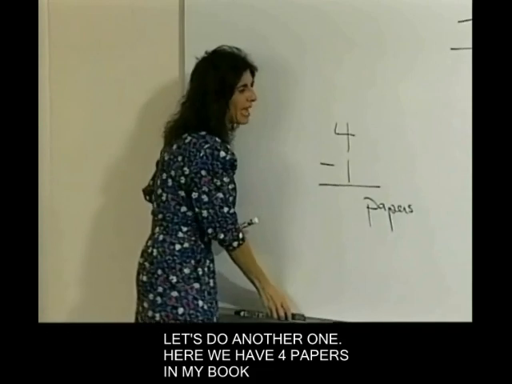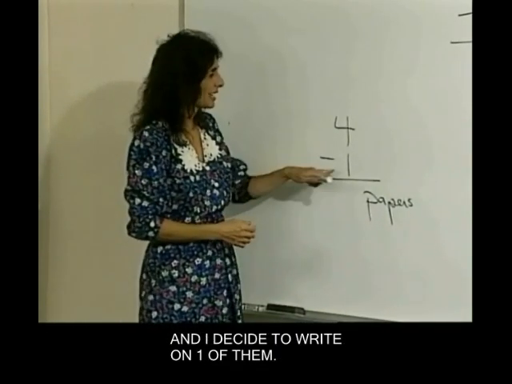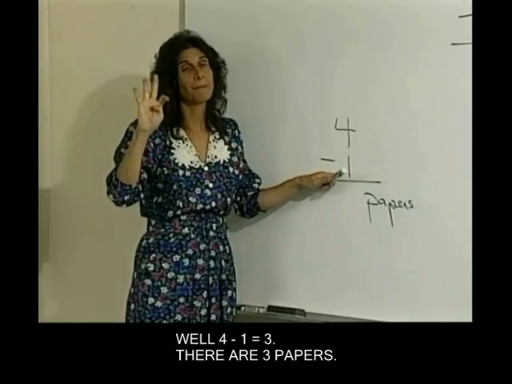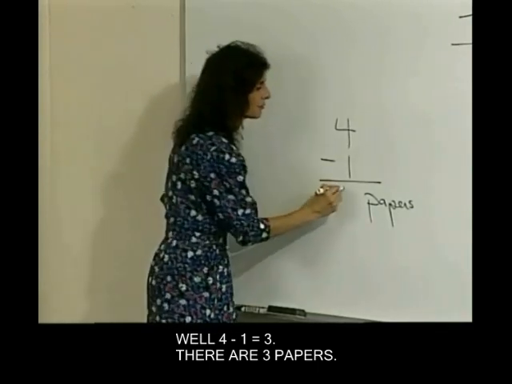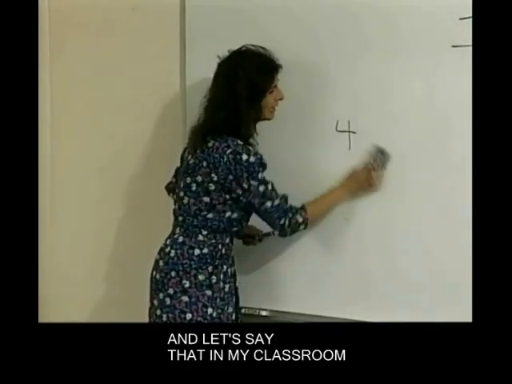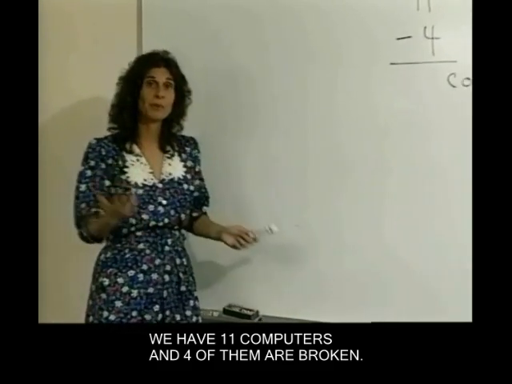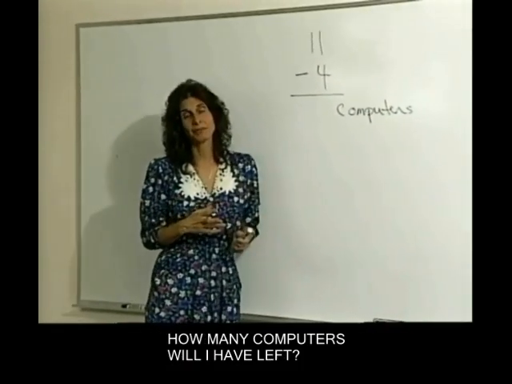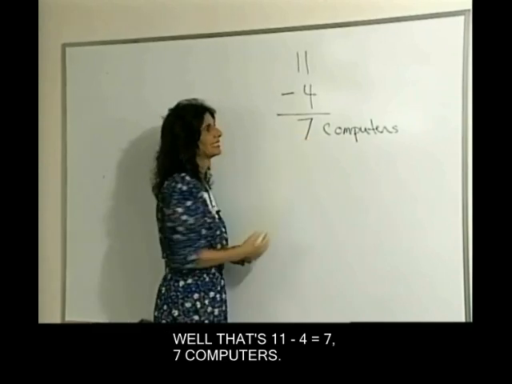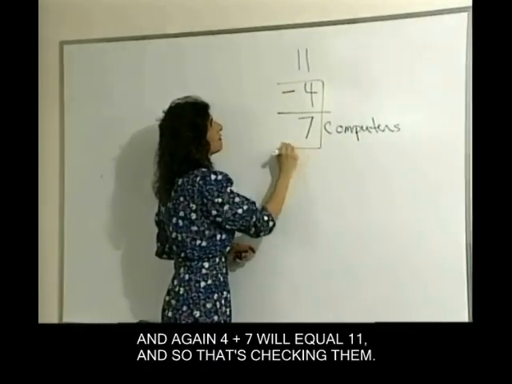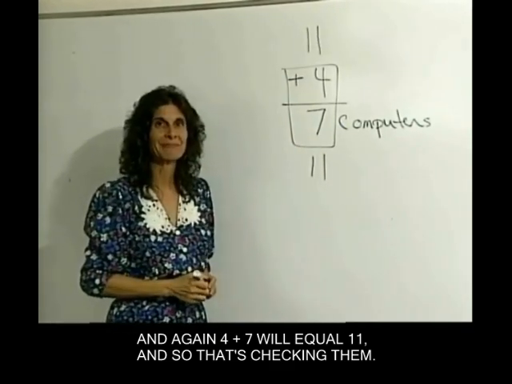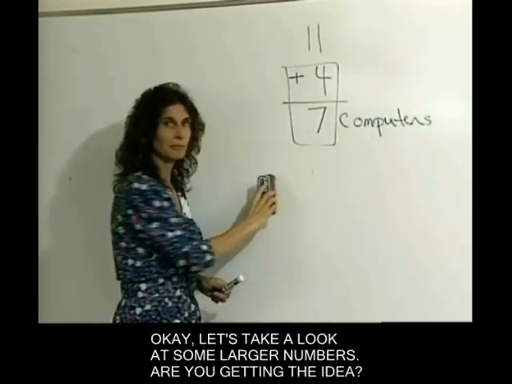Here we have 4 papers in my book, and I decide to write on one of them. How many papers do I have left that are not written on? Well, 4 minus 1 is 3. There are 3 papers. And let's say that in my classroom we have 11 computers, and 4 of them are broken. How many computers will I have left? Well, that's 11 minus 4 is 7. 7 computers. And again, 4 plus 7 would equal 11. So that's checking them.